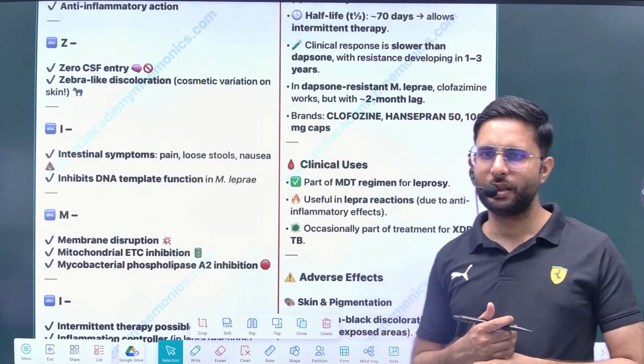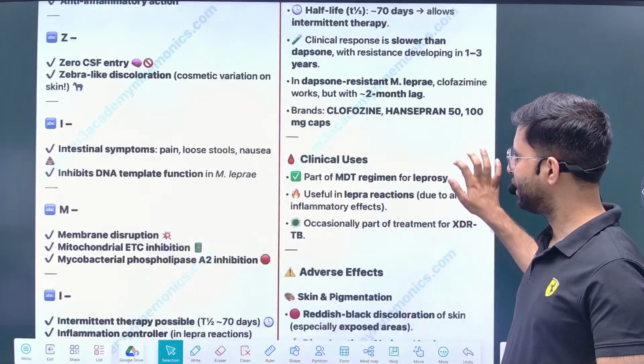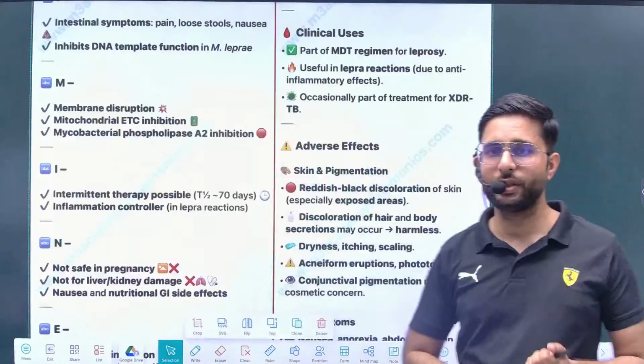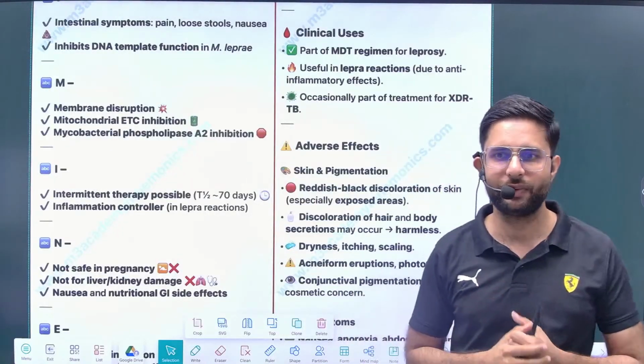Obviously, the brand name is Clofazimine, etc. Clinical use: it is part of the MDT regimen for leprosy. It is useful in lepra reaction because of its anti-inflammatory properties.